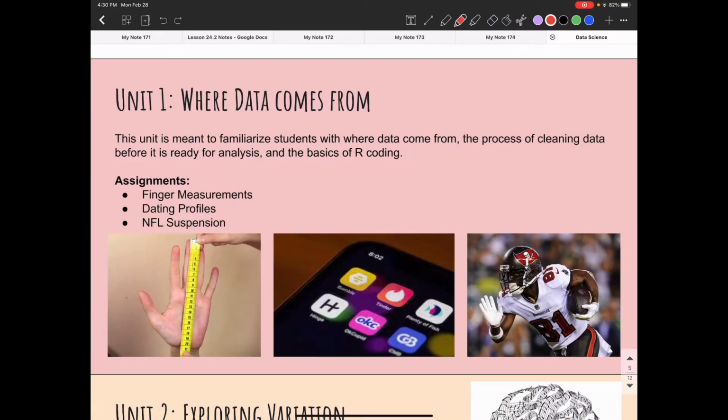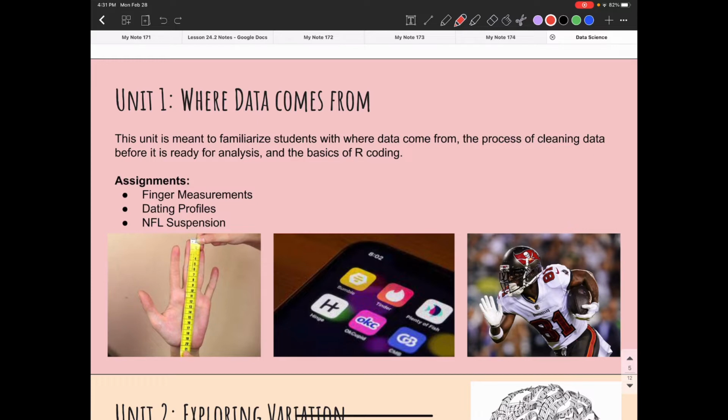In Unit 1, we're going to talk about where data comes from. This unit is meant to familiarize students with where data comes from, the process of cleaning data before it's ready for analysis, meaning fixing it if there's mistakes, and the basics of R coding. R is the program that we're going to use to code in this class, and it's the program that most researchers in the real world use to code.